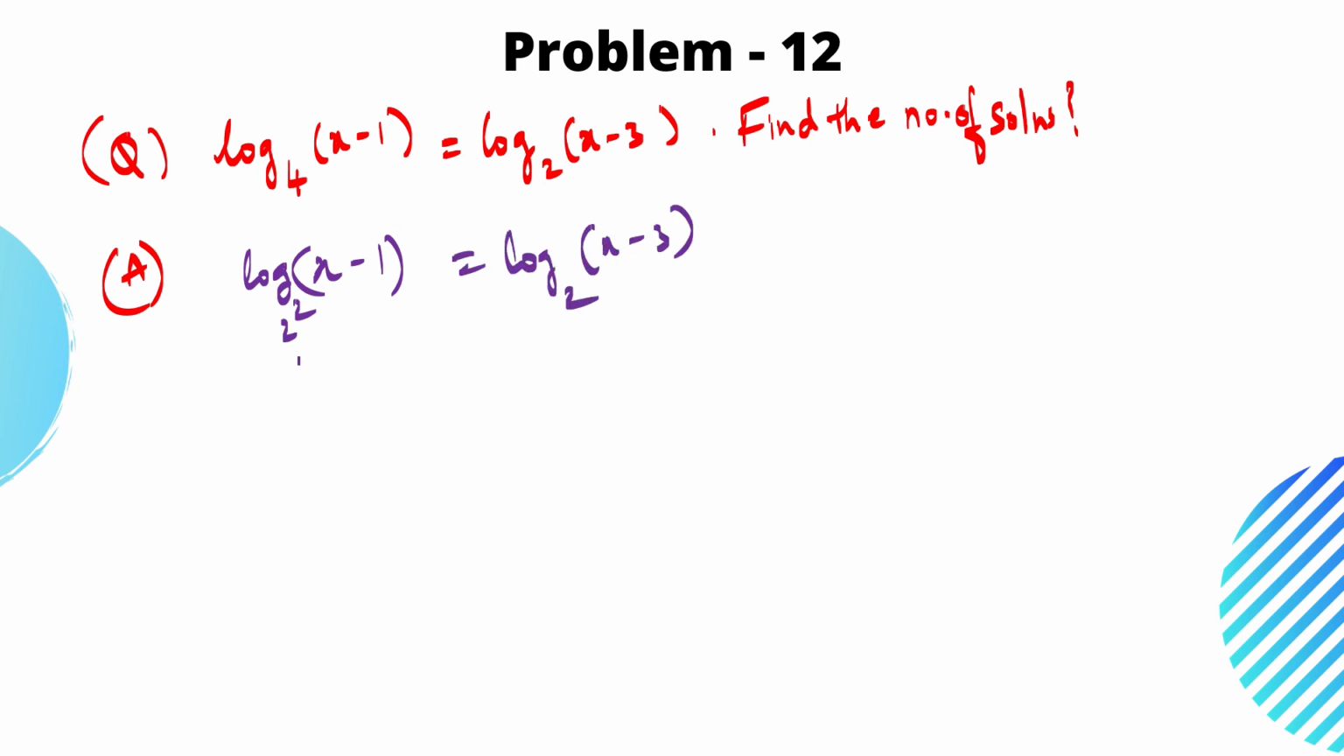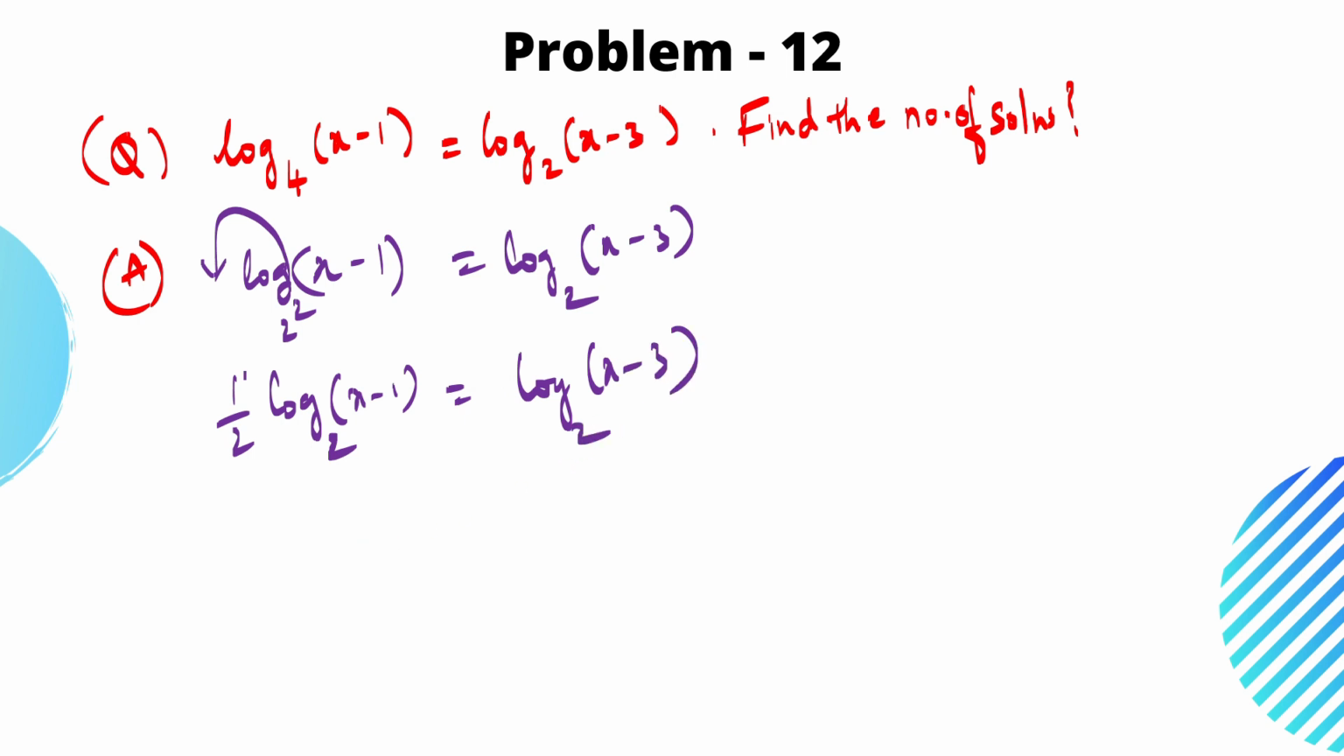We know when the power is on the base, when it goes this side, it will be inverse. So 1 by 2 log x minus 1 to the base 2 will be equal to log x minus 3 to the base 2. Now we can transfer this as power.